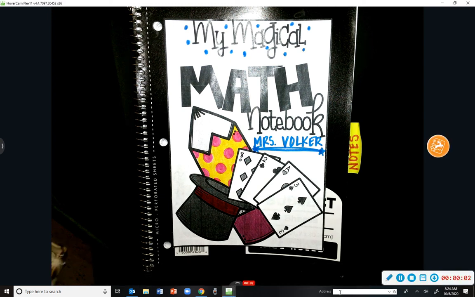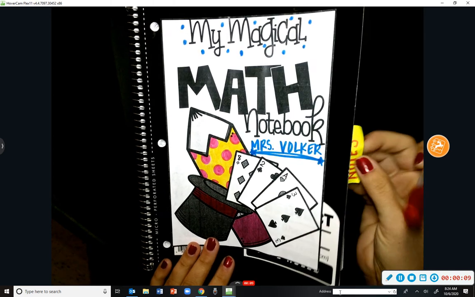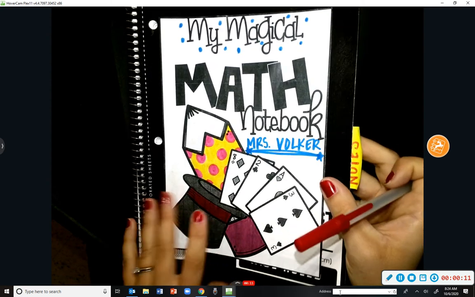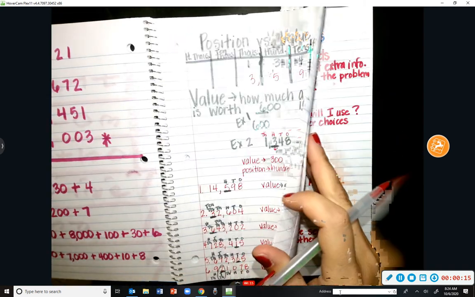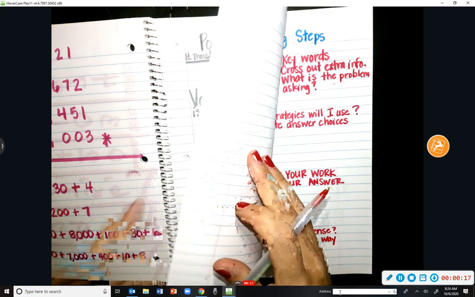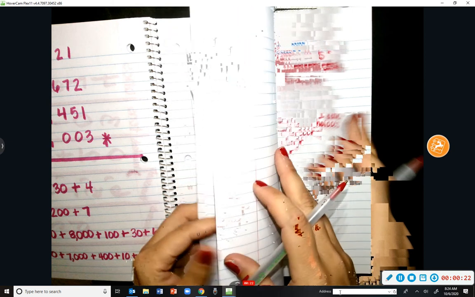Okay, boys and girls, today we are in our math notebook and we're going to go to the back half where we have the notes section. So open to a clean page. If you haven't already split your spiral in half, then just find where you think is the middle and start there.